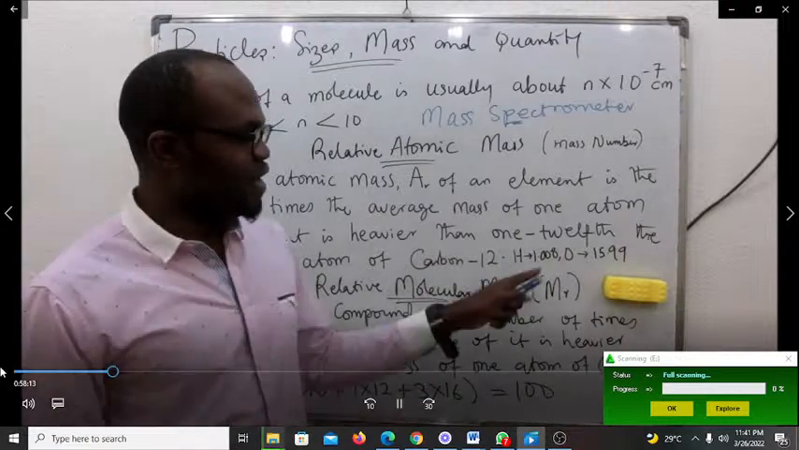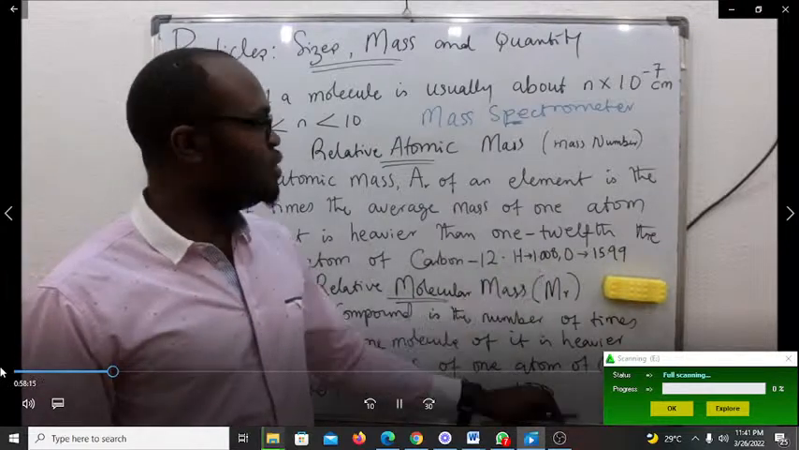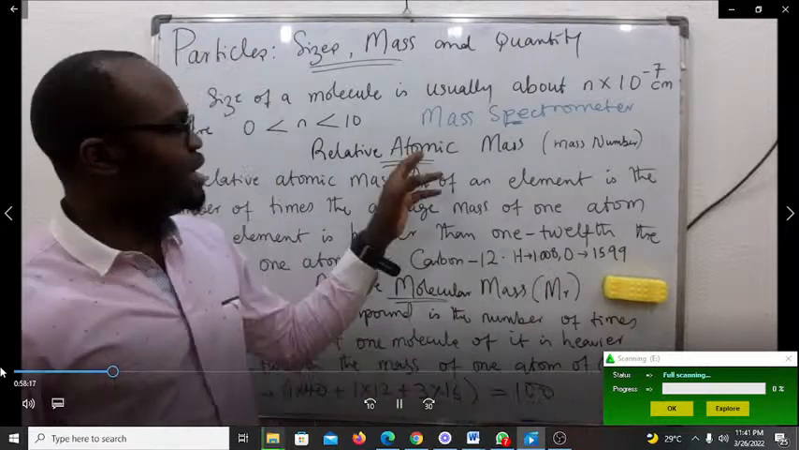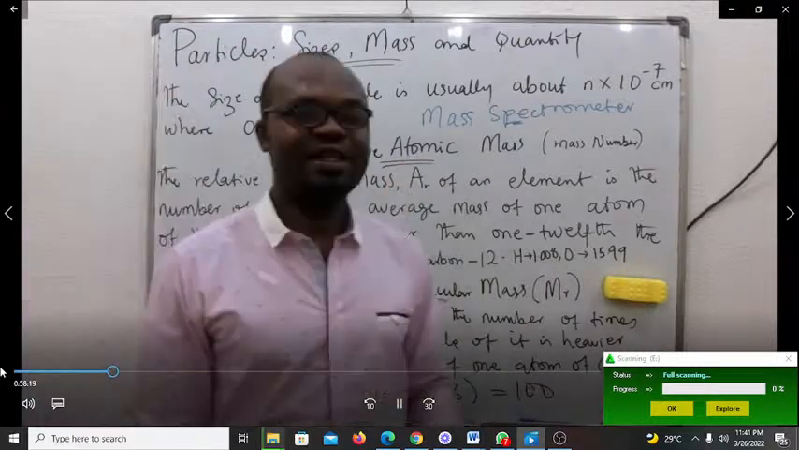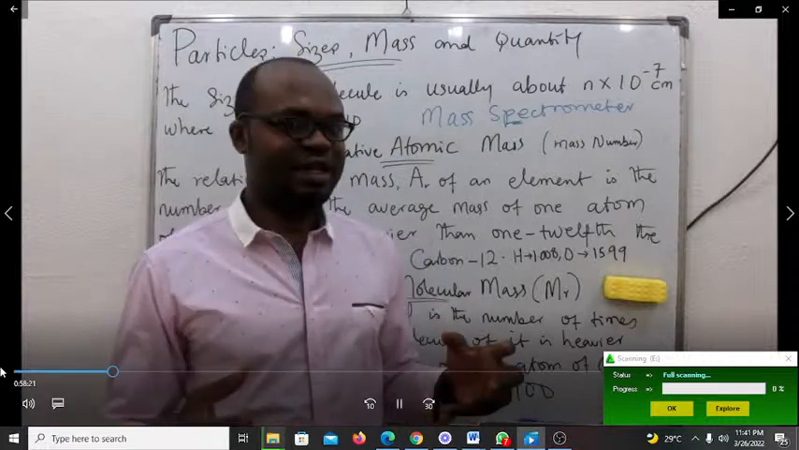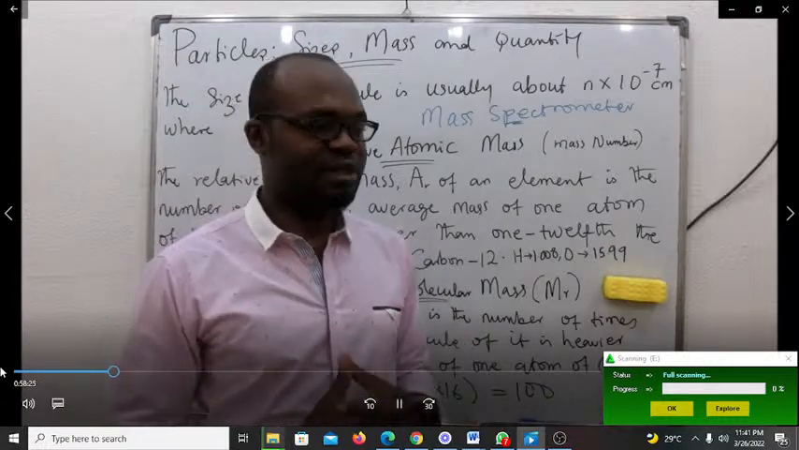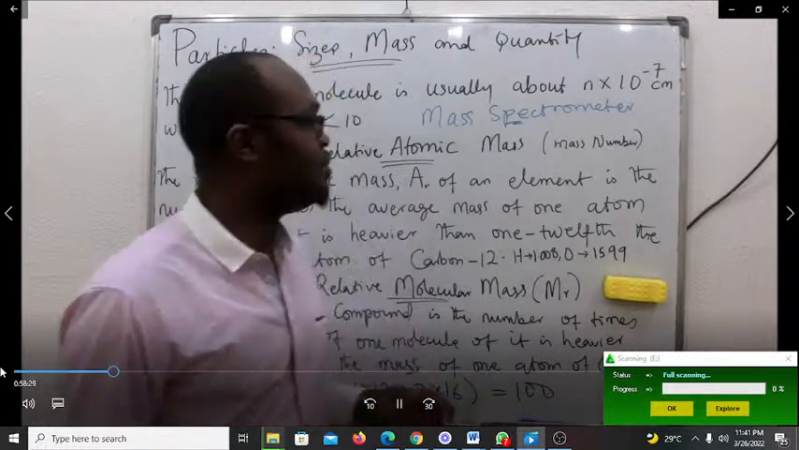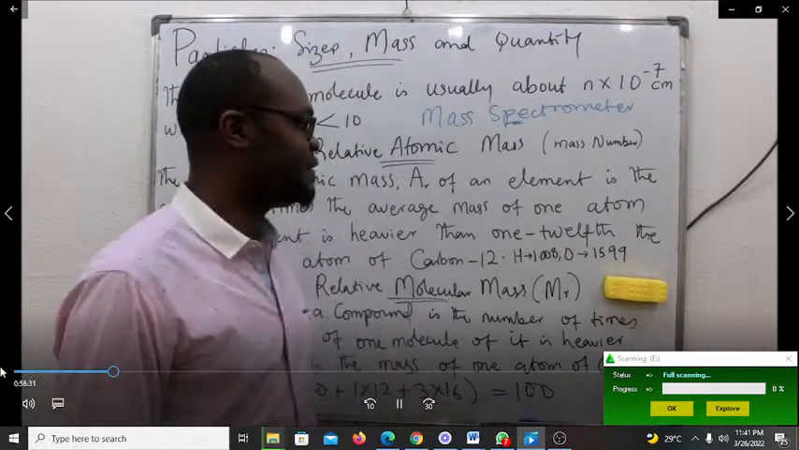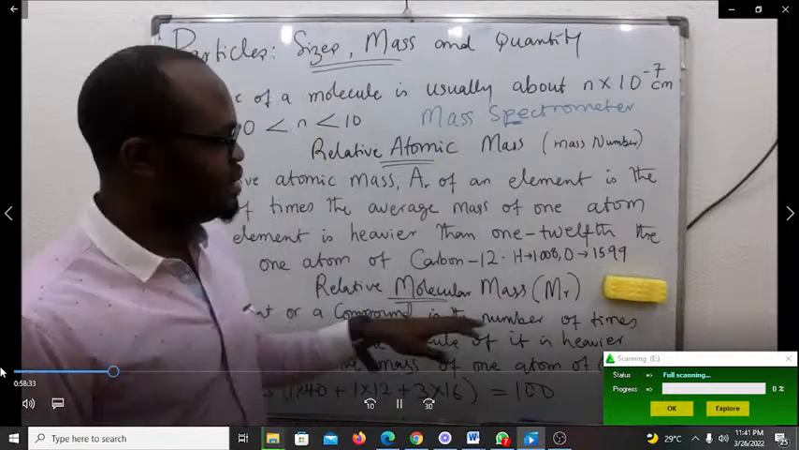And why we have them in fractions is that most atoms actually have isotopes. So they have isotopic forms, different forms existing with the same atomic number but different atomic masses. So because of that existence, we have this.